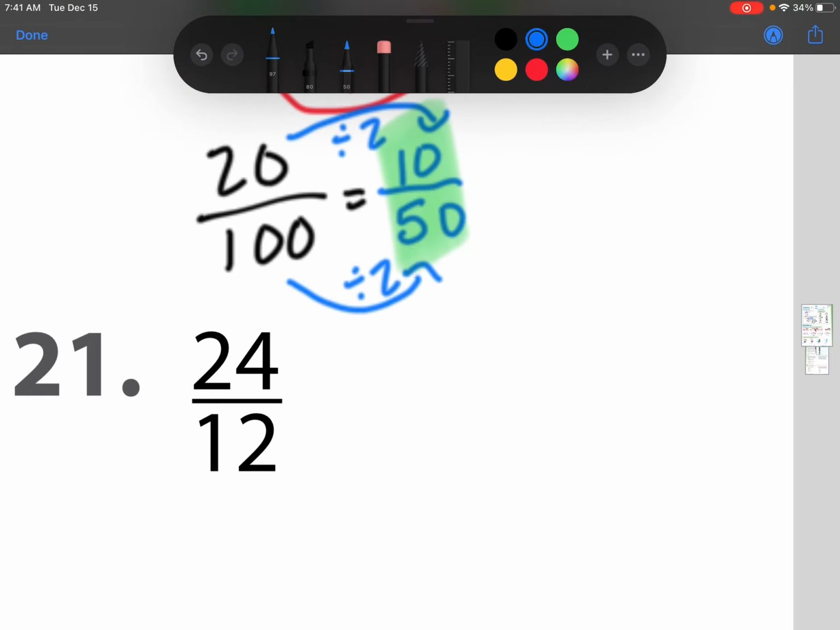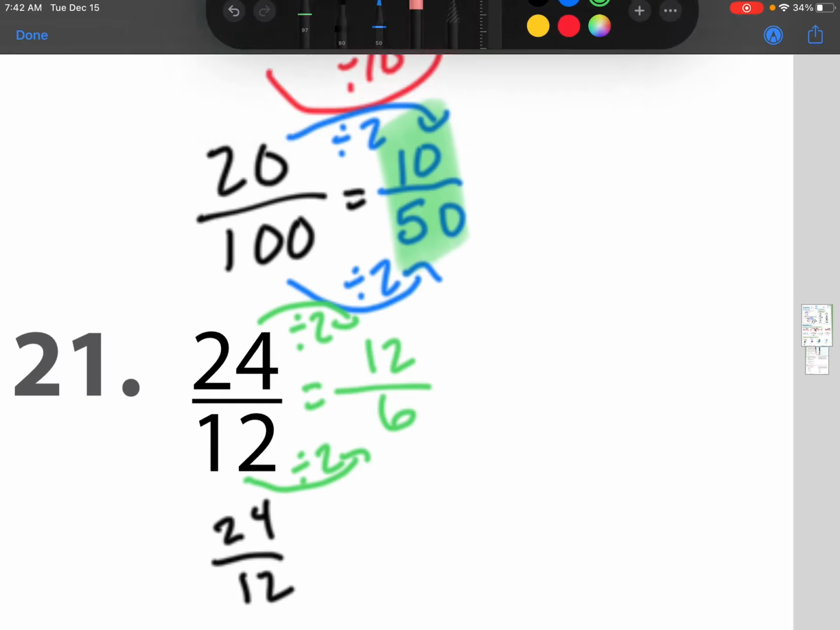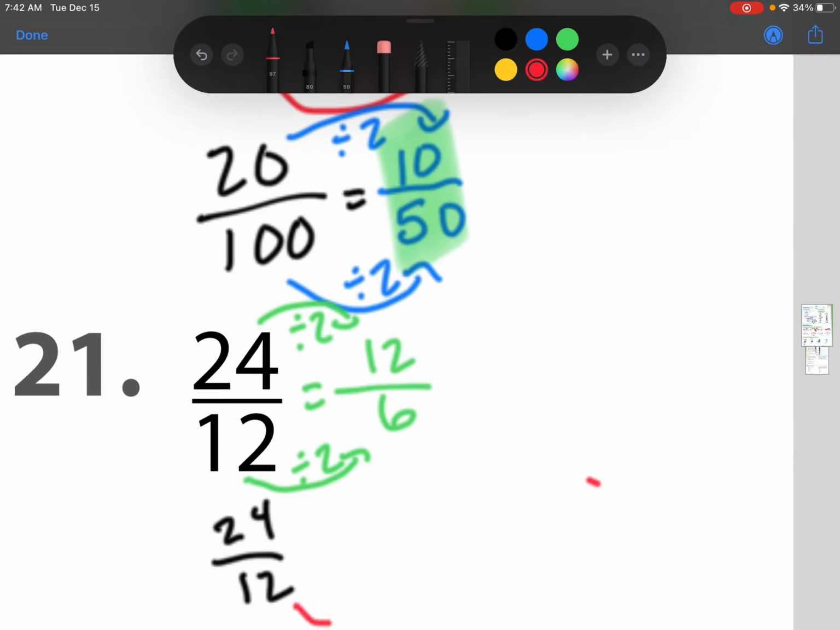Now this next one, we have 24/12. I can divide it by 2 because they're both even. So let's divide by 2. Remember, whatever you do to the denominator, you have to do to the numerator. 24 divided by 2 is 12. 12 divided by 2 is 6. Now, what you may have noticed on this bottom one is 12 is half of 24. So that means we can actually divide it by 12 since it's exactly half. So 12 divided by 12 is 1, and 24 divided by 12 is 2.